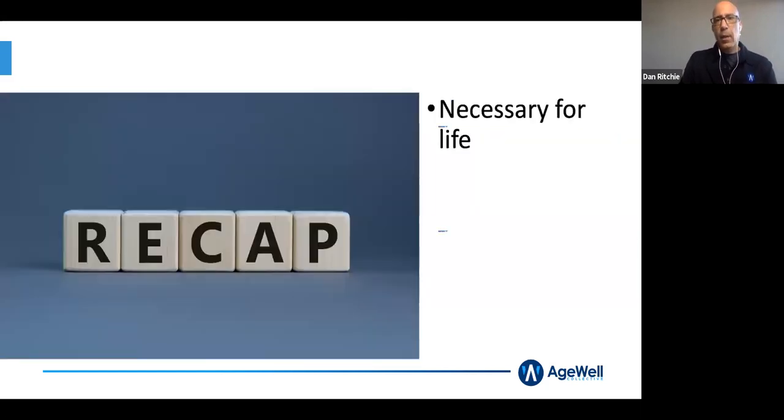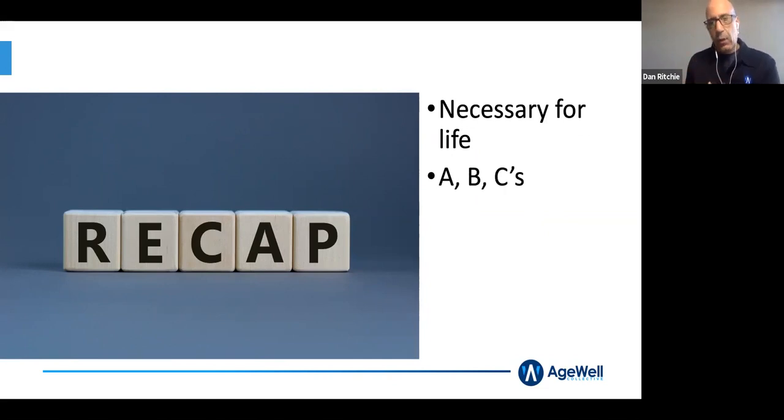So recap. Rotation is necessary for life. Everything we do in life requires rotation. I should say basically 95% of what we do in everyday life. Lying down, not so much. You can not be rotating. Sitting down, staring at the computer screen or a phone doesn't require a whole lot of rotation.